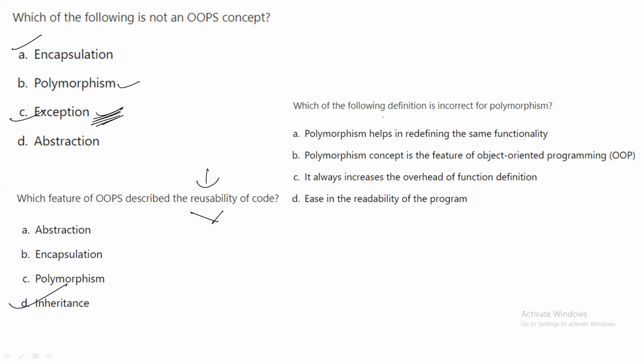Which of the following definitions is incorrect for polymorphism? Polymorphism helps in redefining the same functionality. The polymorphism concept is a feature of object-oriented programming. This is correct. It always increases the overhead of function definition. No, no, no. This is not appropriate. It always increases the overhead? No, it's not like that. The remaining options are okay about polymorphism, but this option is incorrect. So let's move on to the next question.